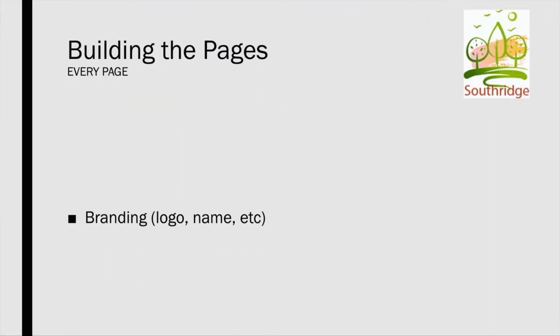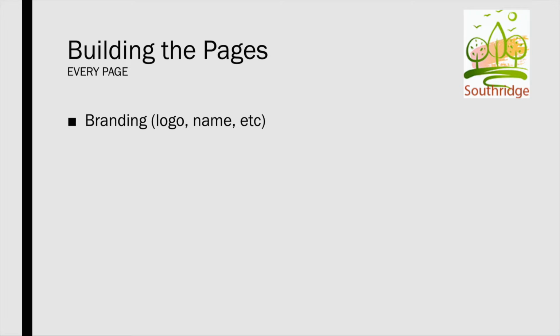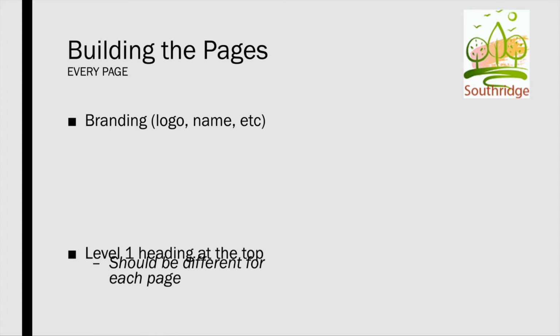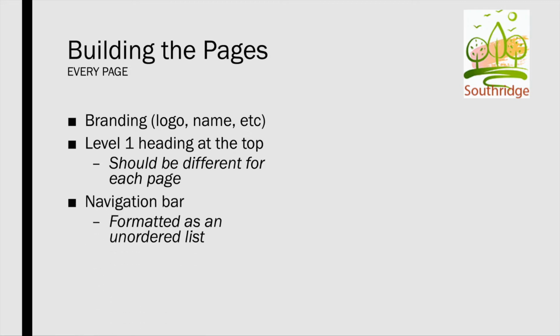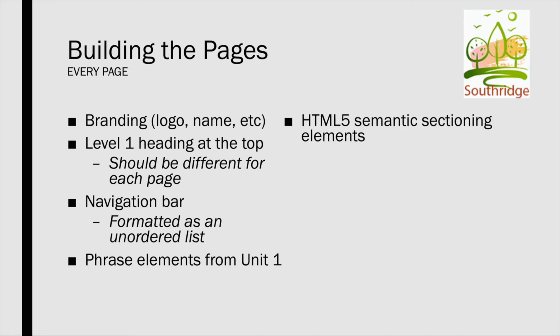Every page should contain branding, such as the logo that is provided on the slide, and the Southridge Park name, just to establish that people are on the correct site. A Level 1 heading at the top that is different on each page. A navigation bar formatted as an unordered list. Phrase elements from Unit 1. HTML5 semantic sectioning elements.